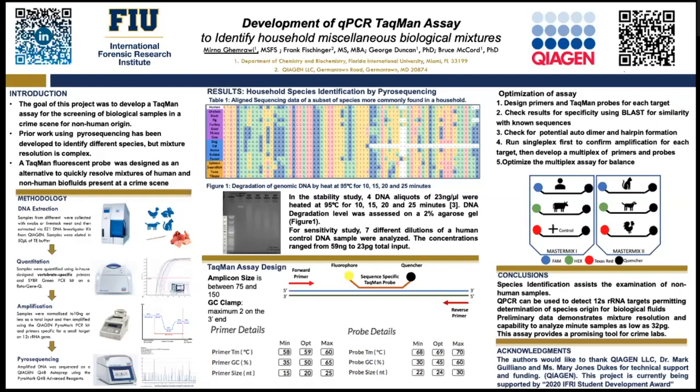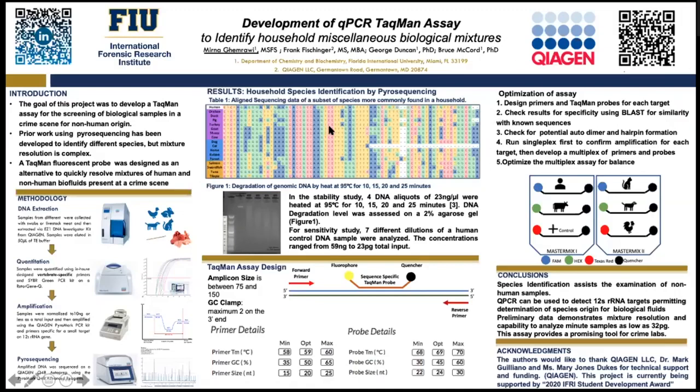Briefly, this is the study of developing a TaqMan assay to identify non-human miscellaneous mixtures. And we started using, first of all, a different technique, which is pyrosequencing, that is a relatively easy and quick method to amplify targets. And in this case, it's 104 bases. I just cropped it for the sake of the space in this poster.